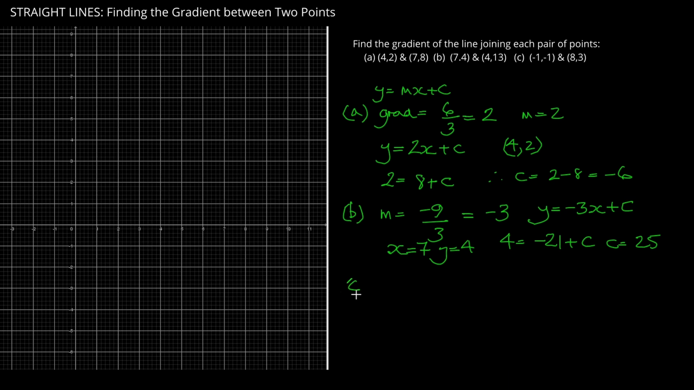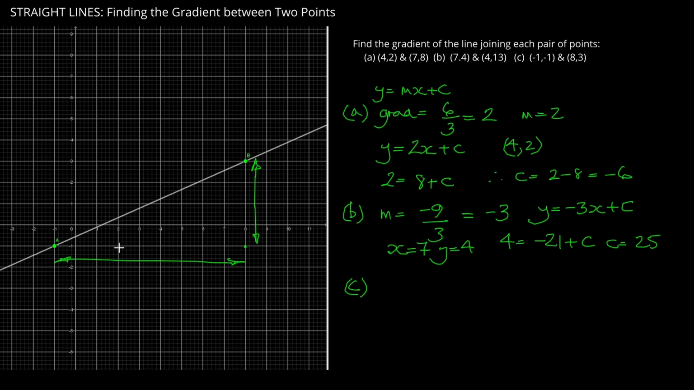Okay, let's have a look at C. We've got 2 points yet again. Negative 1 is here, and 8 and 3, 1, 2, 3, 4, 5, 6, 7, 8, and 1, 2, 3, 8, 3 is there. Right, same routine. We need to find m, and m will be contained in this right angle triangle here. Here is the rise, and here is the run.